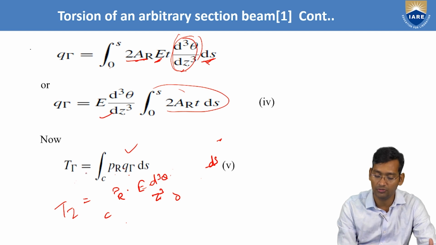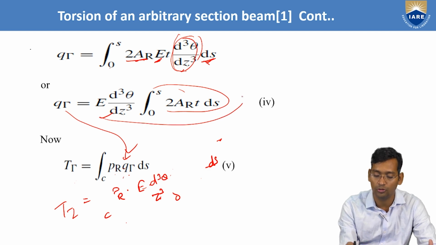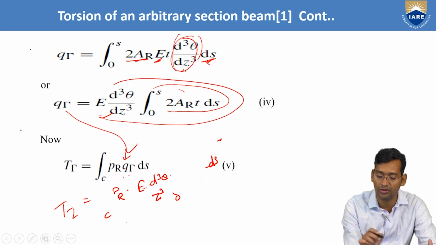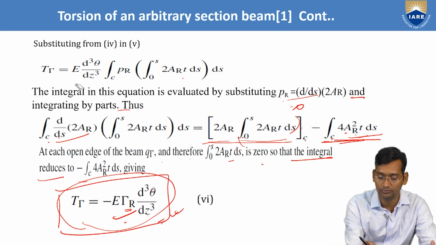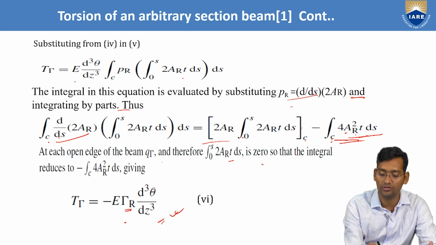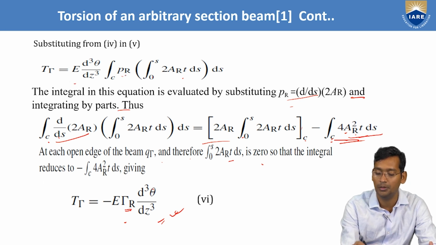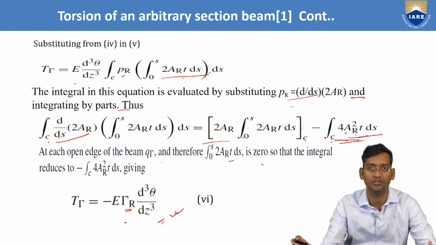Now T tau is what? PR into Q tau ds. Now substitute this Q tau here. So PR into this whole thing. Again, this is constant, that will be out of the integral. Right. So this is constant, that is out of the integral. C PR integral 0 to s of 2AR t ds into ds.